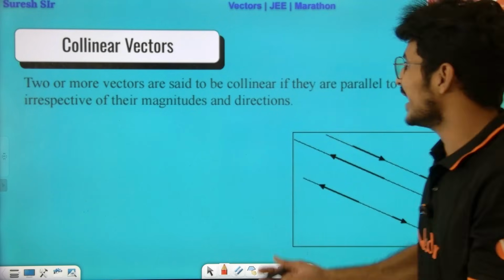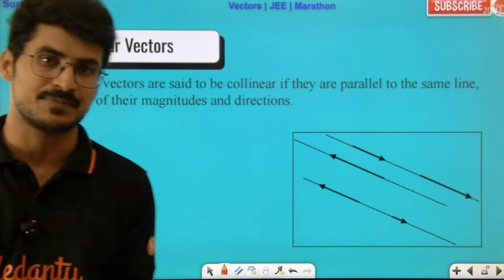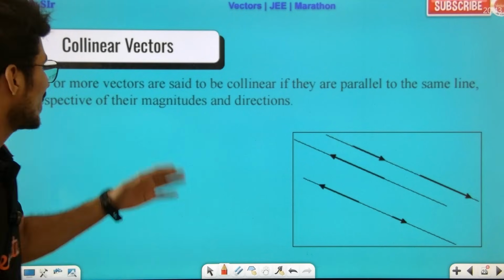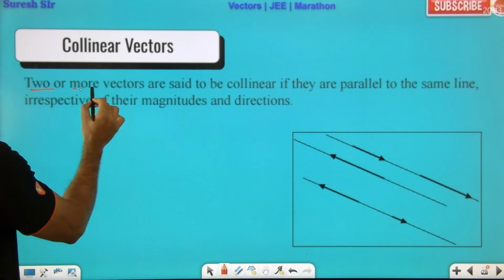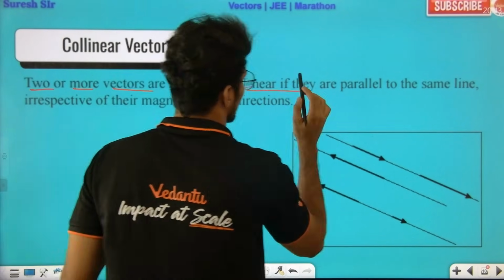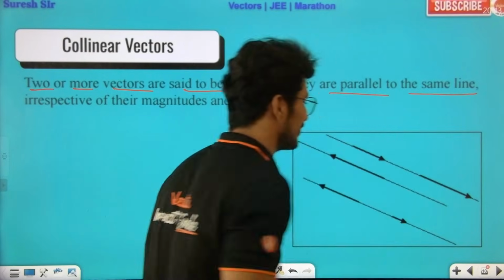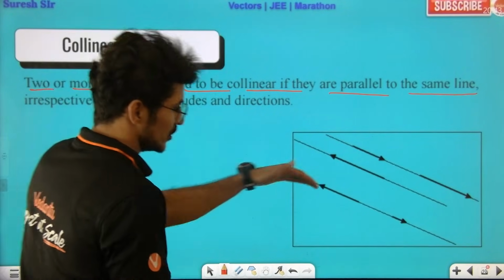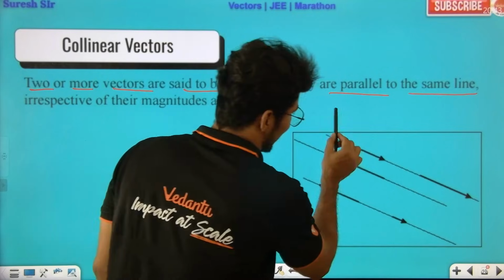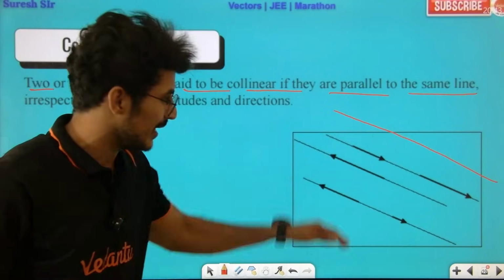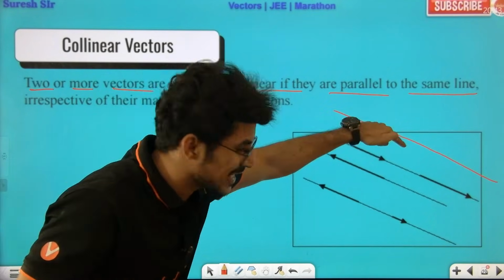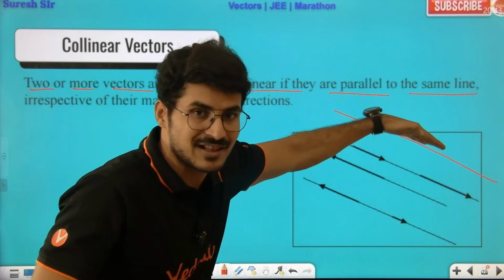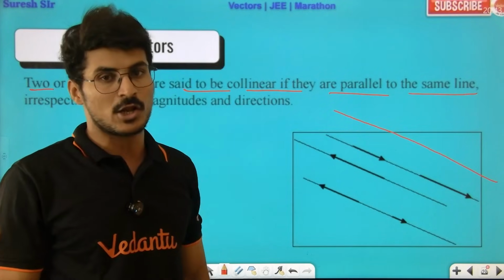Now collinear vectors, one of the very important concepts. What have they given here? Two or more vectors are said to be collinear if they are parallel to the same line. Meaning parallel to the same line is nothing but this: these are the vectors, and there is another line. Let me draw one red-colored line. With respect to this line, are all these vectors parallel or not, tell me.